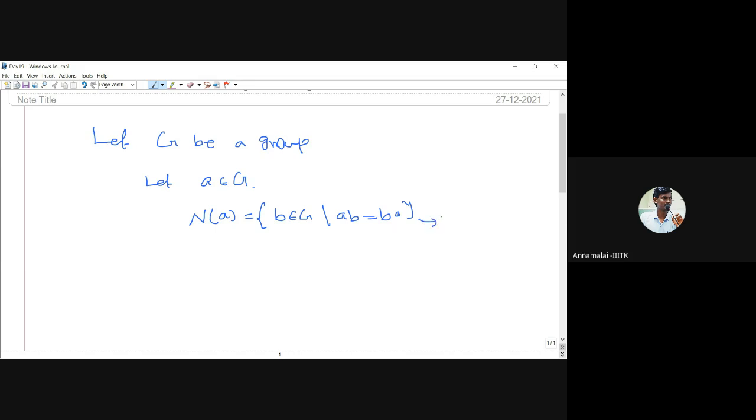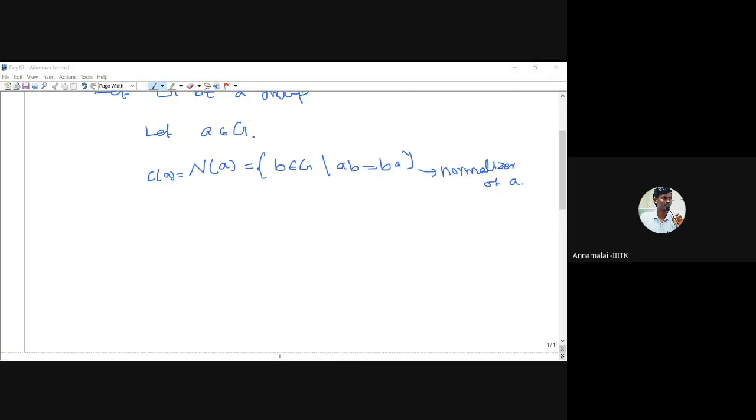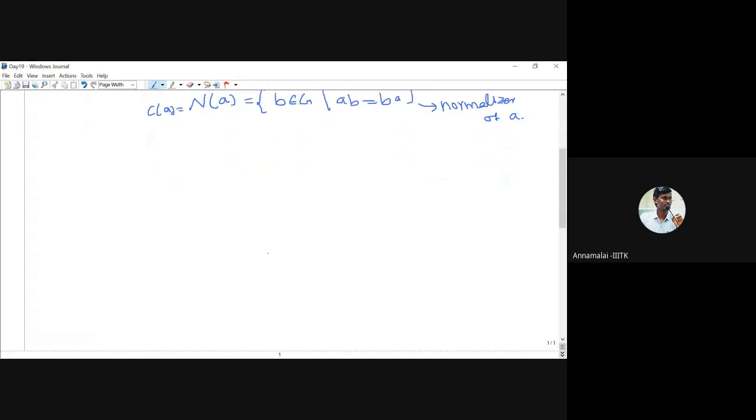So this set is called the normalizer of a, or sometimes the notation C of a is used, the centralizer of a. They use any notation. So N of a is nothing but the collection of all elements which commute with that particular element a. Now we define a new set Z of G.